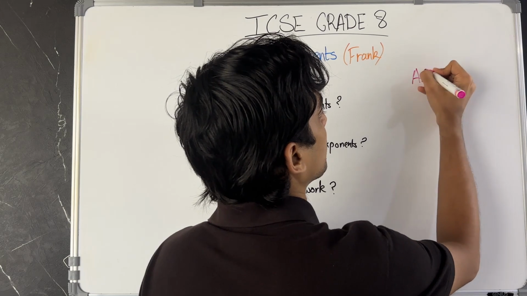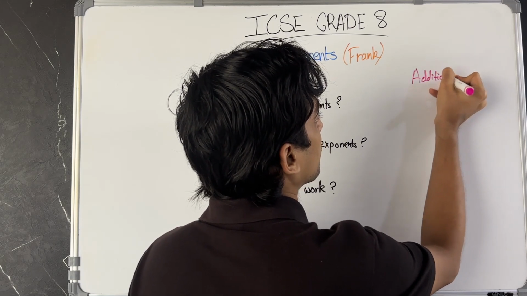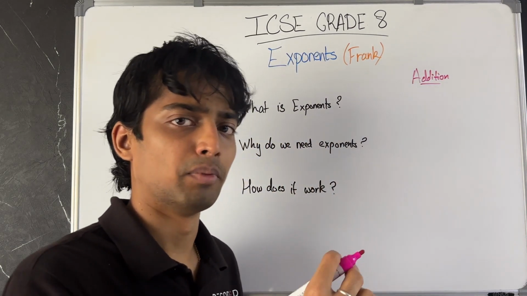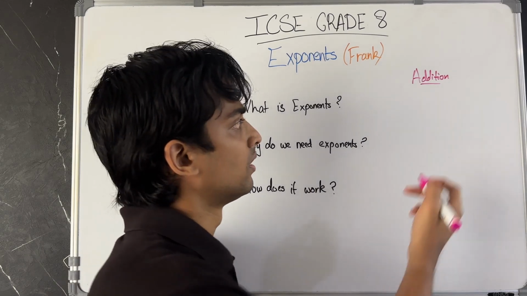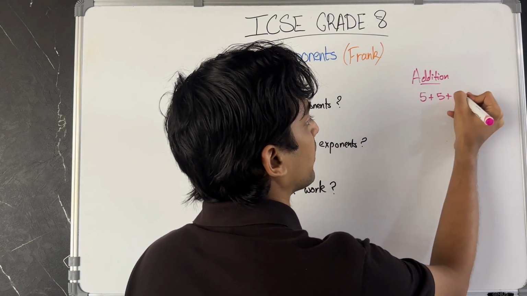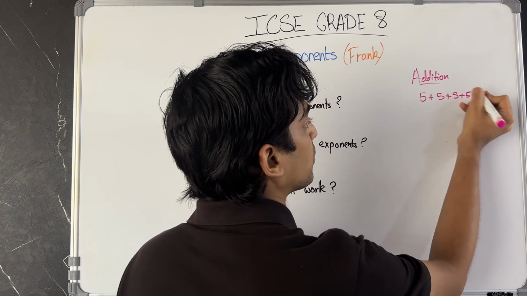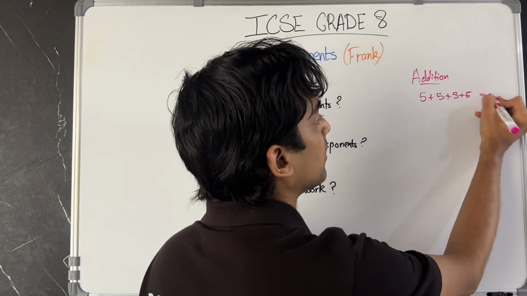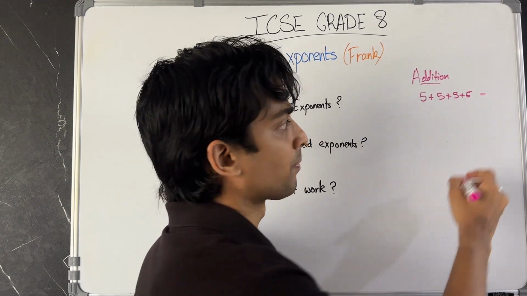So addition, let's say we want to add the same number multiple times. Let's say we want to add 5 4 times. So 5 plus 5 plus 5 plus 5. So we can write it like this and the answer will be 5 plus 5, 10, 15, 20.